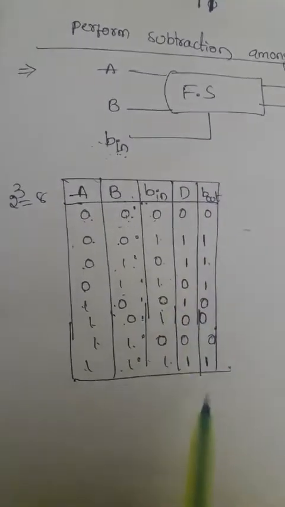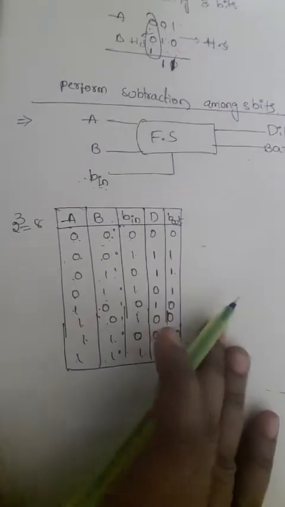Okay, so now after getting the truth table, what do we have to do in the next step? We need to design the K-map for the Boolean expression. So first I need to draw the K-map for the difference.